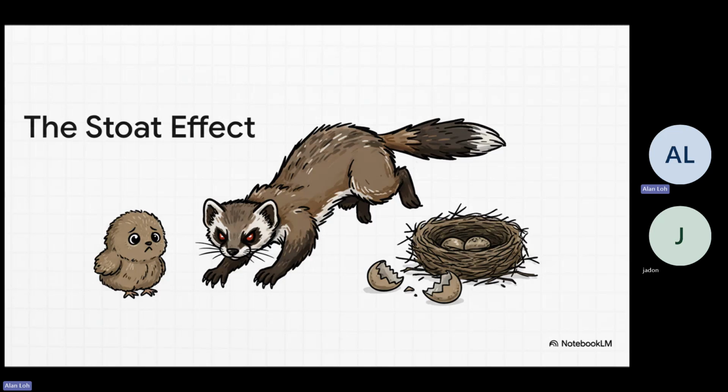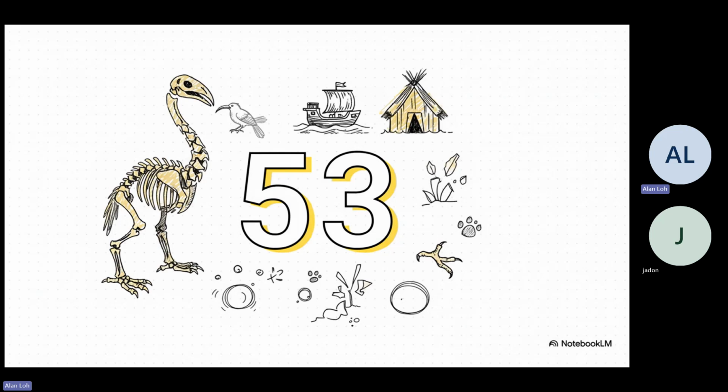They were these incredibly fierce hunters dropped into a world where the prey had zero defenses. They didn't just eat the rabbits, they feasted on the native birds. To this day, stoats kill almost 60% of all kiwi chicks born. They've driven multiple bird species into total extinction. Gone forever. 53. Just let that number sink in for a second. That's how many native bird species have vanished from New Zealand since humans showed up with their baggage. It's a brutal reminder of just how fragile that ecosystem balance really is.